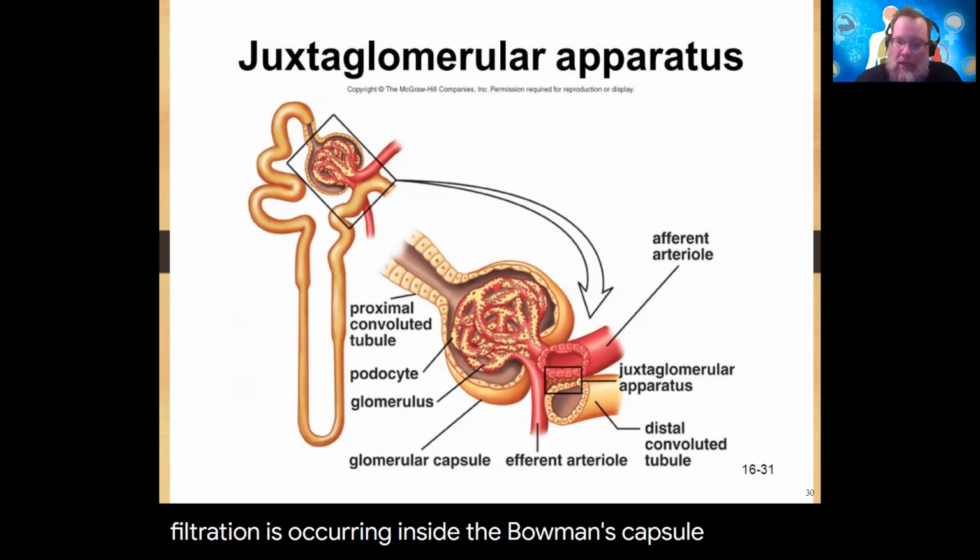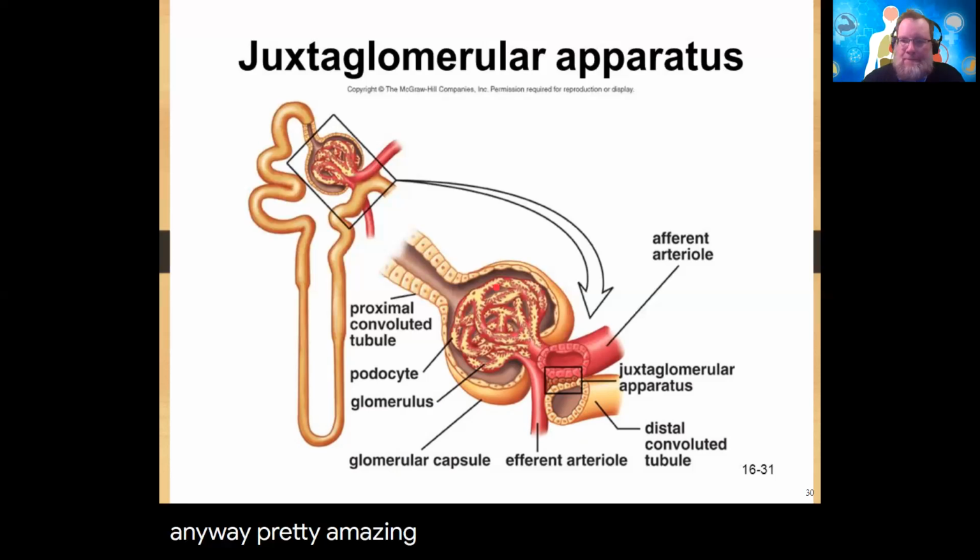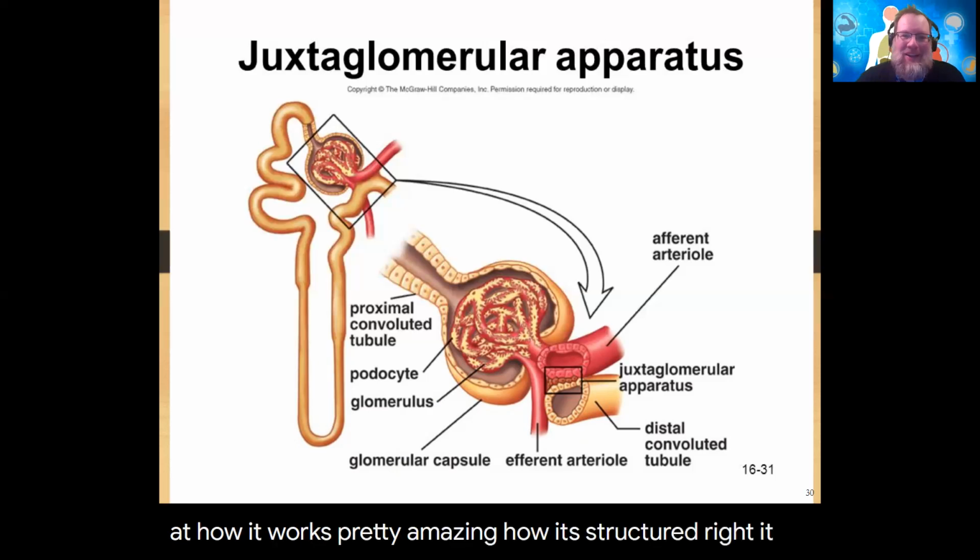So anyway, pretty amazing how this works. And again, I shouldn't say it's pretty amazing how it works yet, because we haven't really looked at how it works. Pretty amazing how it's structured, right?